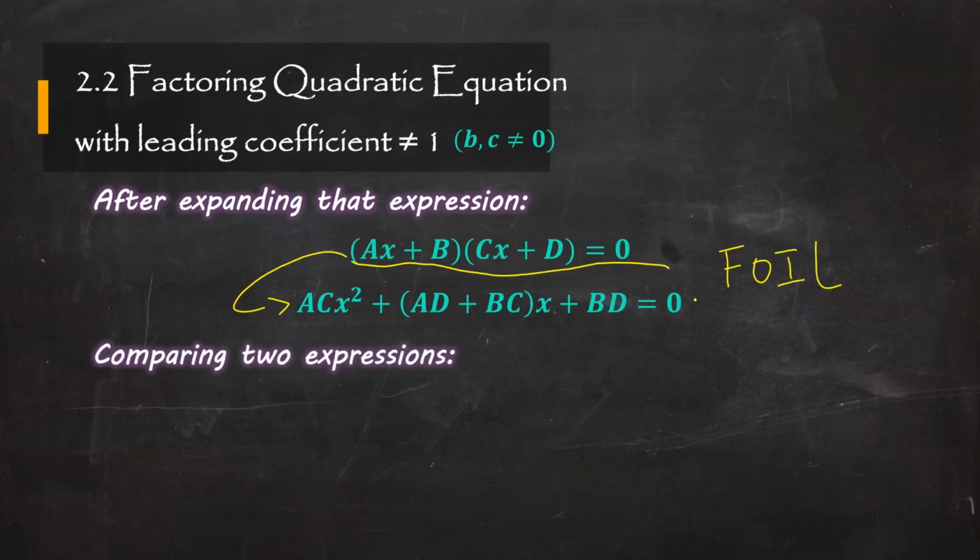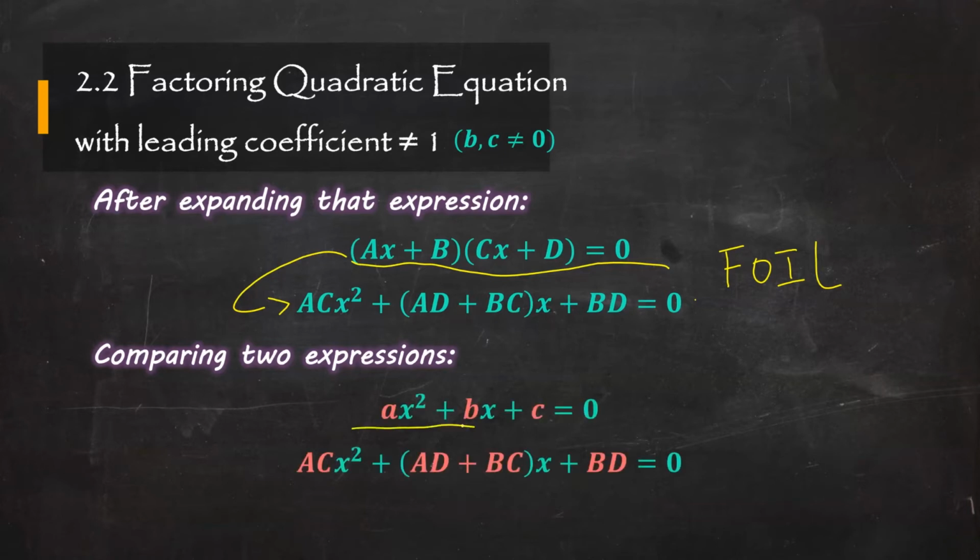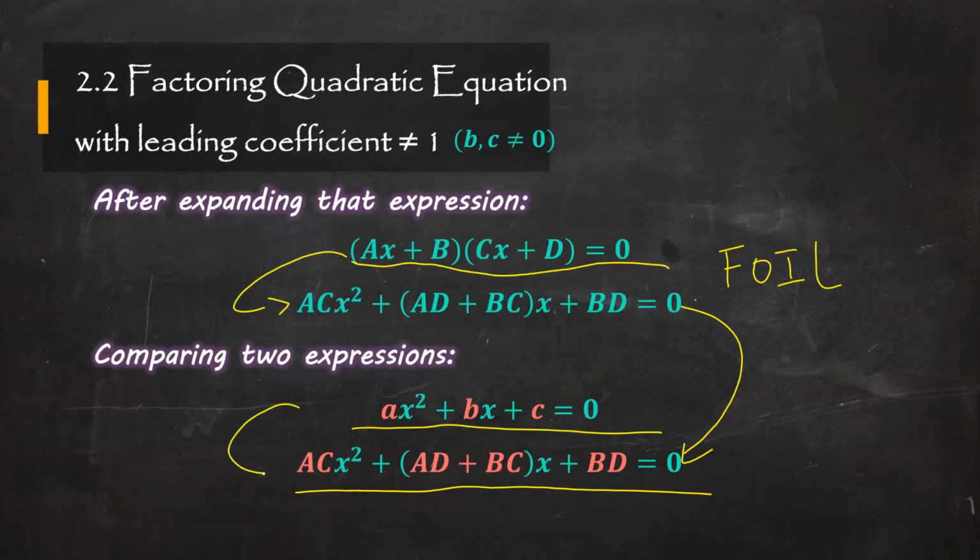Now we have two expressions, right? One is the previous one, which is ax squared plus bx plus c equals 0. And the other one is the one that we got before, from here. It's AC x squared plus (AD plus BC) x plus BD equals 0. And they are the same thing, so they should be equal, right?